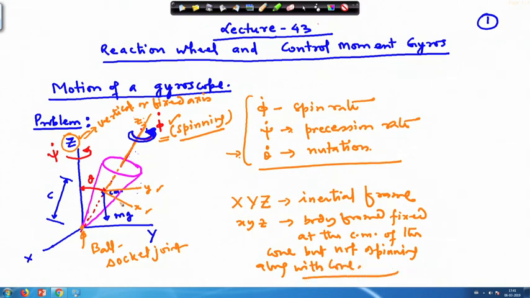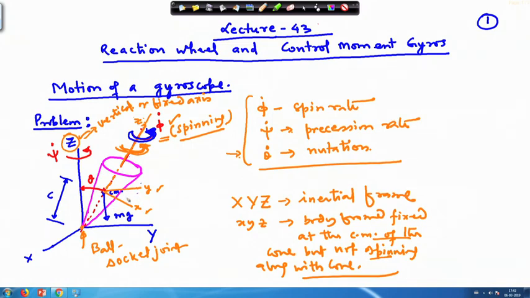Why we are not fixing it, you will see later on what the advantage of not fixing it is. We can also fix the body axis such that it rotates along with the cone as shown in this direction. This is anti-clockwise as seen from the top. So, this is the rotation here. Now, we have to solve a certain problem related to this, which I am going to state later on. Here the torque acting is about the y axis.